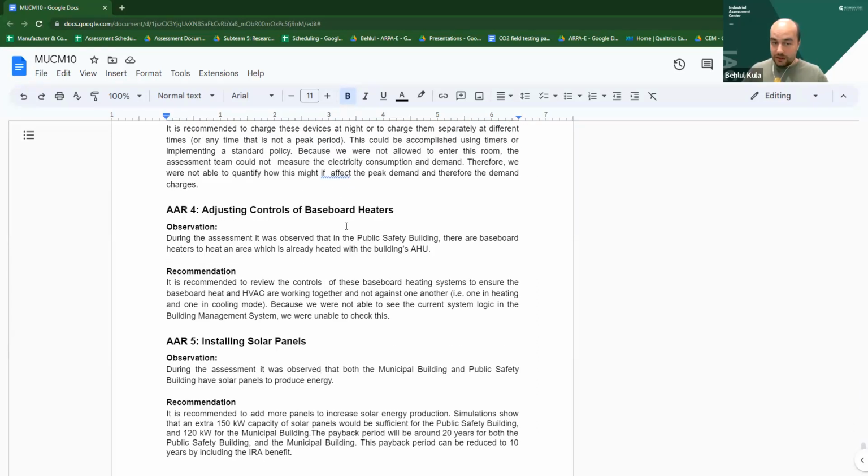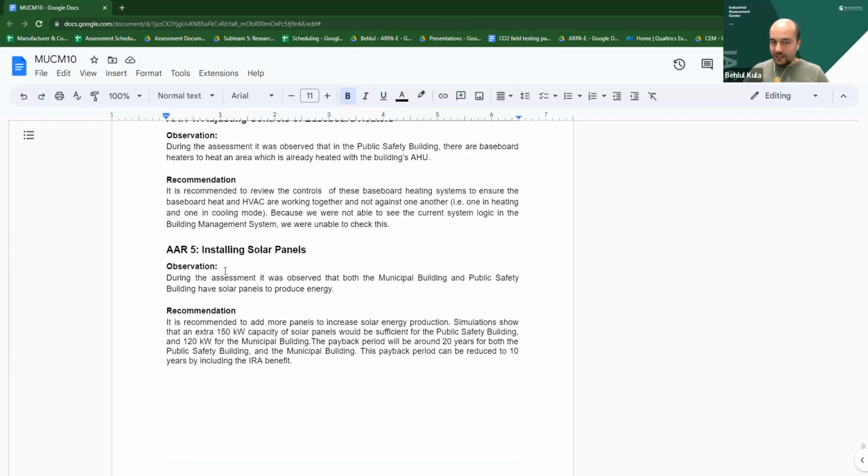And also the other thing is the baseboard heaters in the public safety building. Because we couldn't get information on how these baseboard heaters are controlled, we couldn't find anything, but there could definitely be some opportunities, because the rooms have both baseboard heaters and your air handling unit serving the same area. And I think these are both connected to one thermostat. So there could be some issues, and you can lose energy, because both systems are most probably working at the same time most of the time. But again, we couldn't get any information about this.